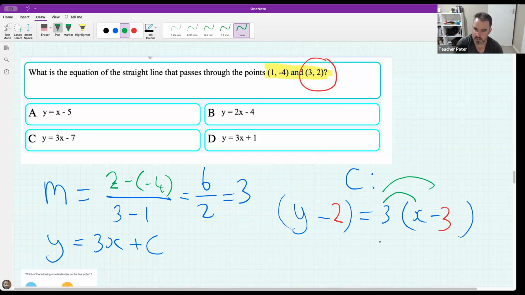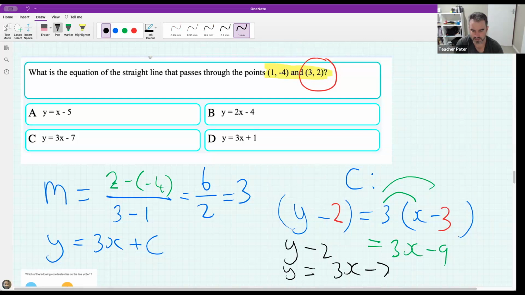Well, I suppose I have to multiply this out. So that's 3x minus 9, and then this is still just y minus 2. But when the minus 2 comes across, it becomes plus 2, which means this must be minus 7. The correct answer for this is that one there, 3x minus 7. And you could have easily done it the other way and you would have got the same answer.